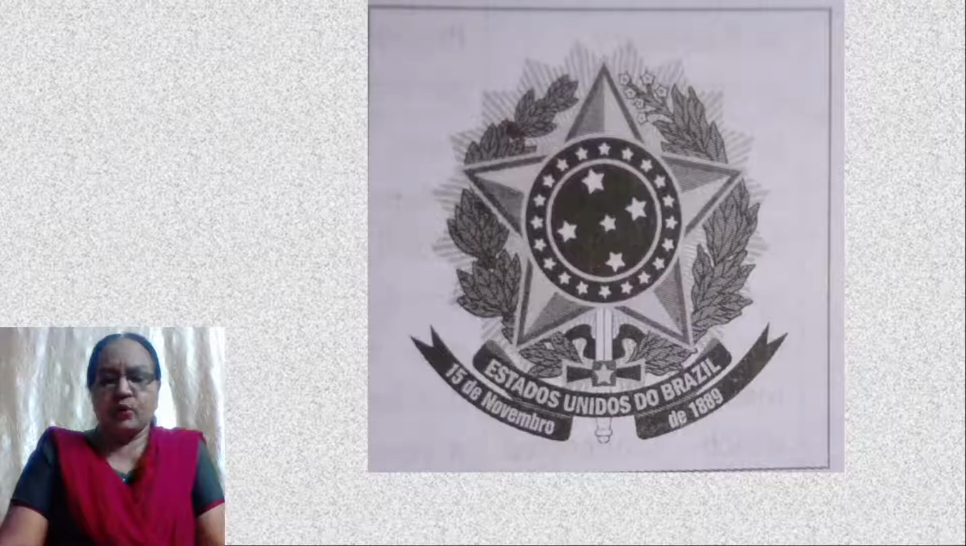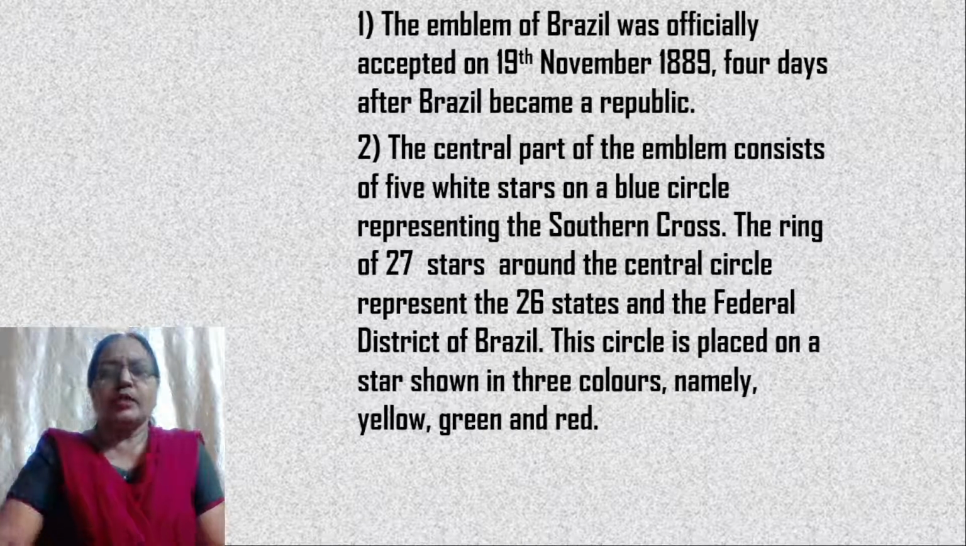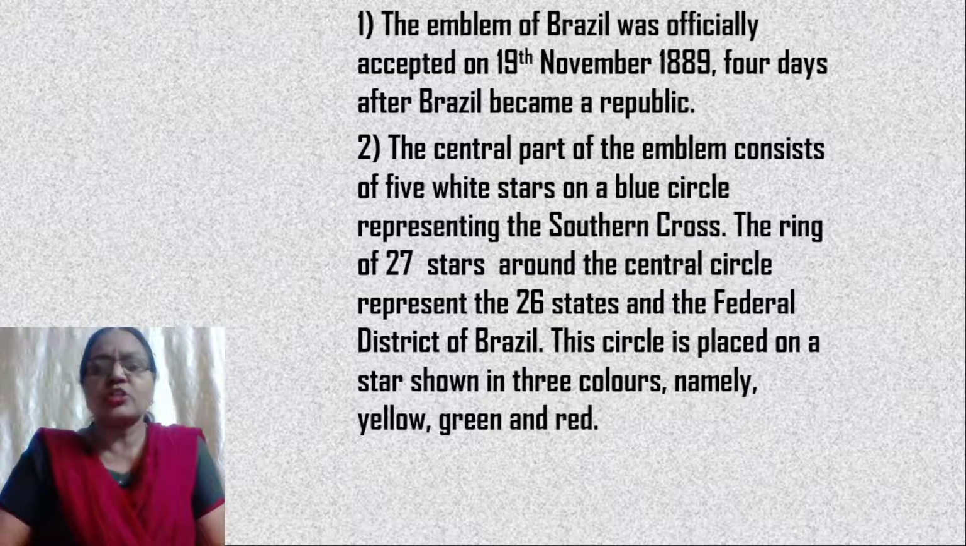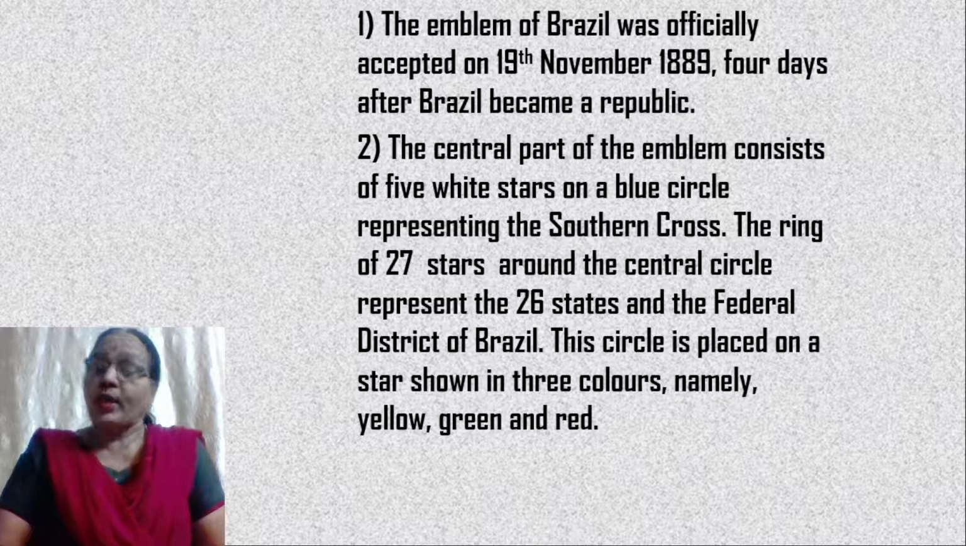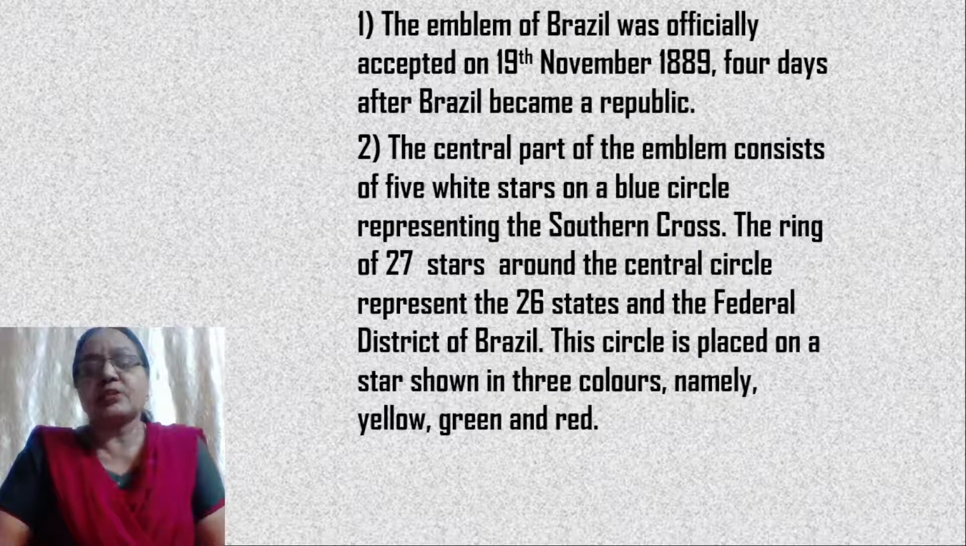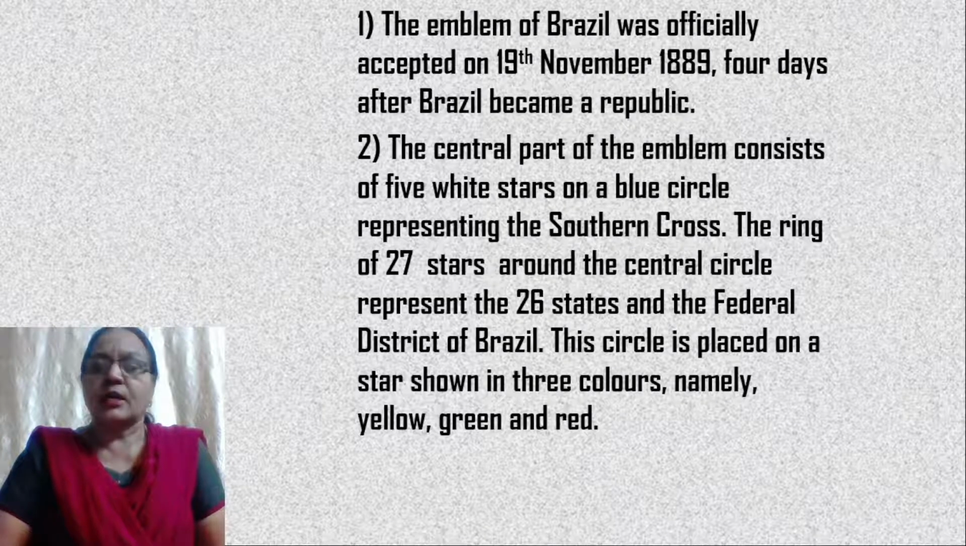Now this is the Brazilian emblem, children. The emblem of Brazil was officially accepted on 19th November 1889, 4 days after Brazil became a republic. So, children, remember when Brazil became a republic? It was on 15th November 1889. This emblem was officially accepted 4 days after that.